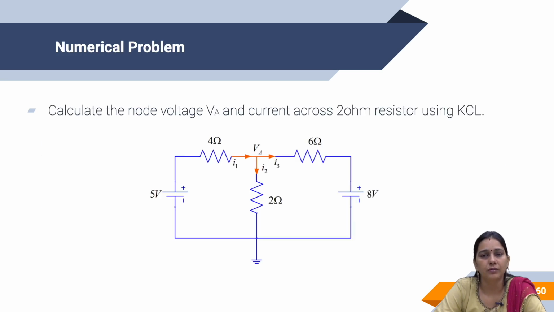Let's understand this with an example. In this example, we have to calculate the nodal voltage, that is VA, and the current across the 2 ohm resistance. In this circuit, we have two voltage sources, 5 volts and 8 volts, and three resistances, 4 ohm, 6 ohm and 2 ohm. How will we use Kirchhoff's current law to identify the current across the 2 ohm resistance?